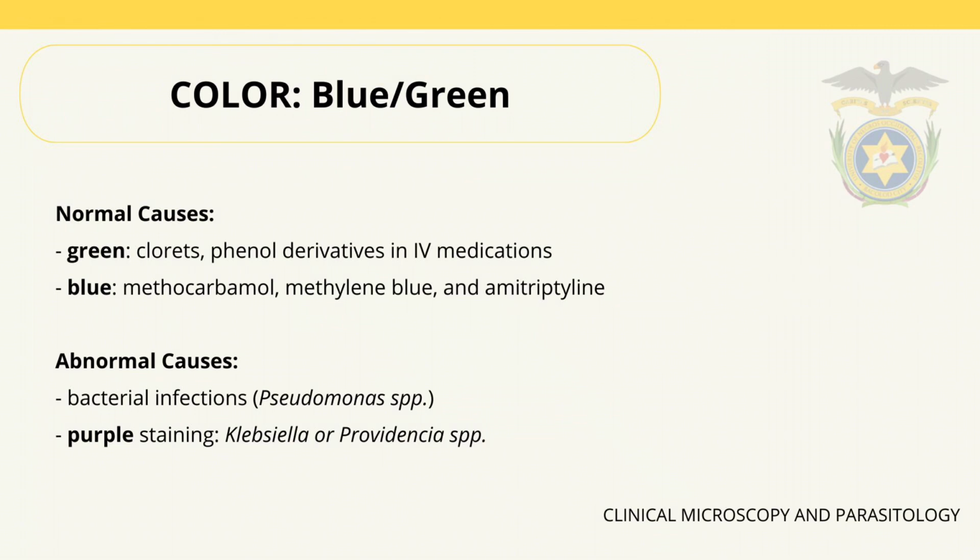Next is for the causes of blue or green urine. For green, these can be caused by chlorates and phenyl derivatives in IV medications, and for blue, these can be because of methocarbamol, methylene blue, and amitriptyline. Abnormally, blue or green urine can also be caused by Pseudomonas infection, and there are instances where there is a purple staining in catheters. These can be because of Klebsiella and Providencia species.